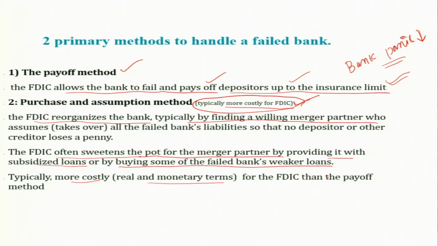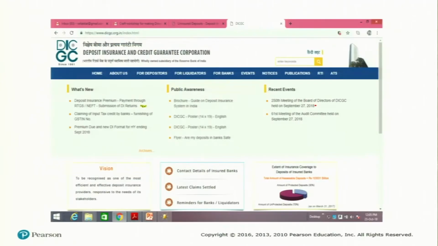However, in a more practical sense, the second method is the most preferred method, because it is better not to allow a bank to completely fail. Instead, when the FDIC understands that one bank is about to fail, that means its net worth has become very weak, then it encourages the purchase and assumption method.